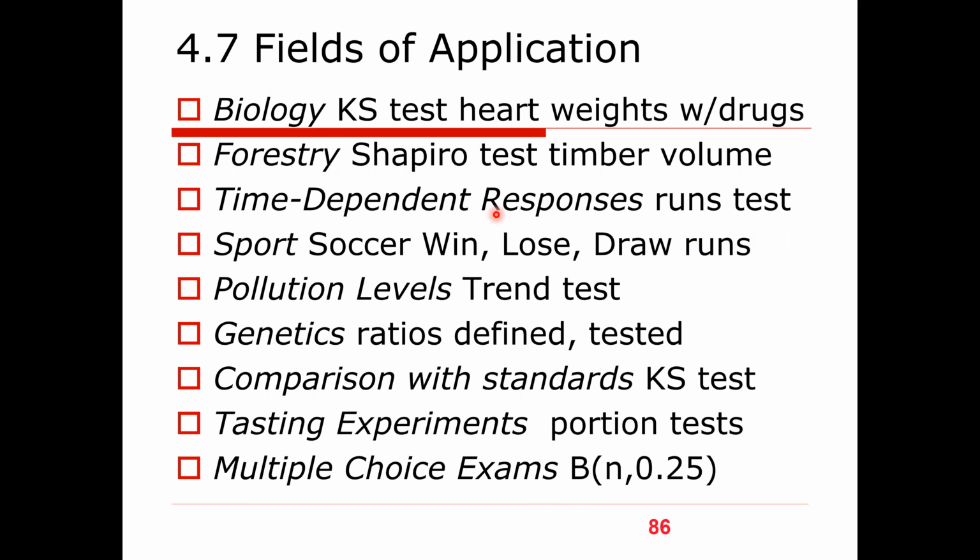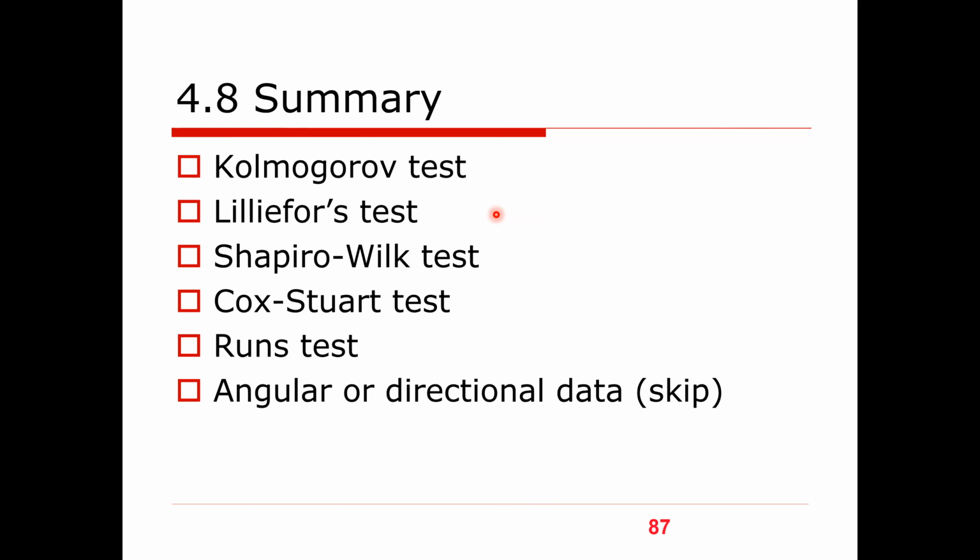Then let's summarize the field of application and what we have learned. Let's first summarize the methods. We have introduced several methods in this chapter. The Kolmogorov test is for matching samples to distributions. We have learned it in detail. And the Lilliefors test is for testing normality. So does the Shapiro-Wilk test. These two are not required in our exam. You need to know their concept, their rationale.